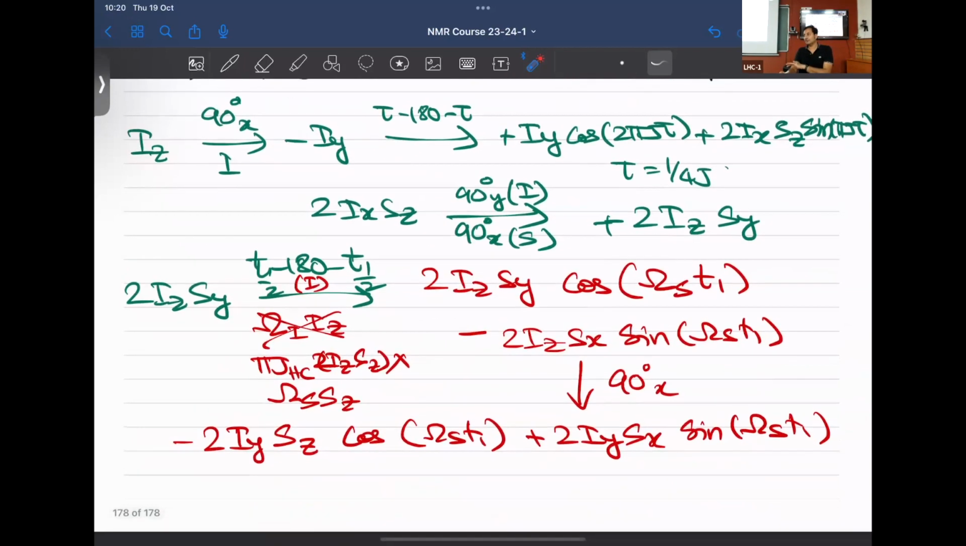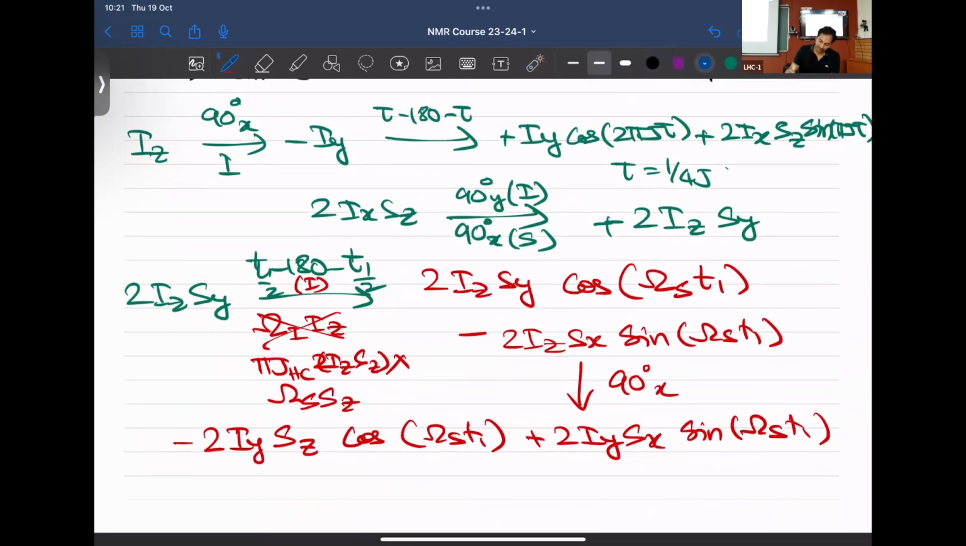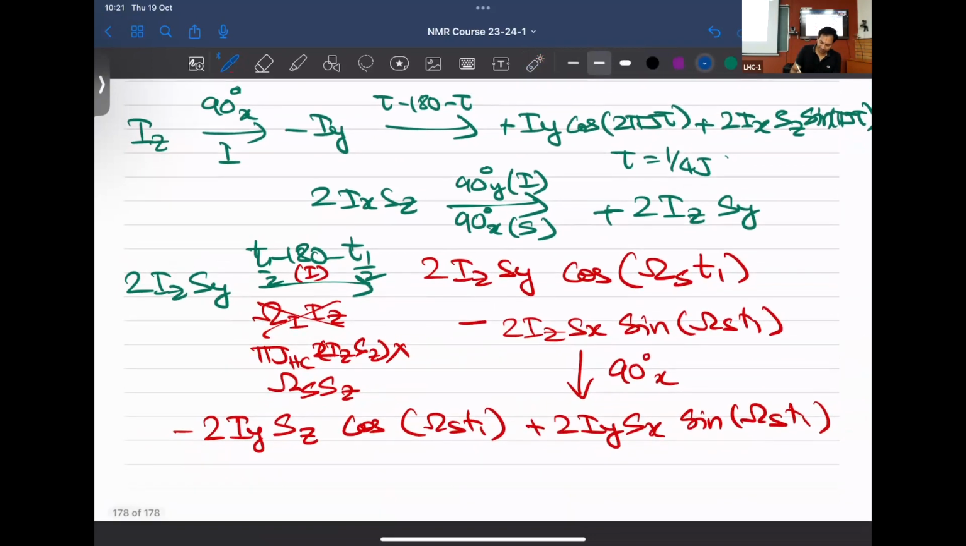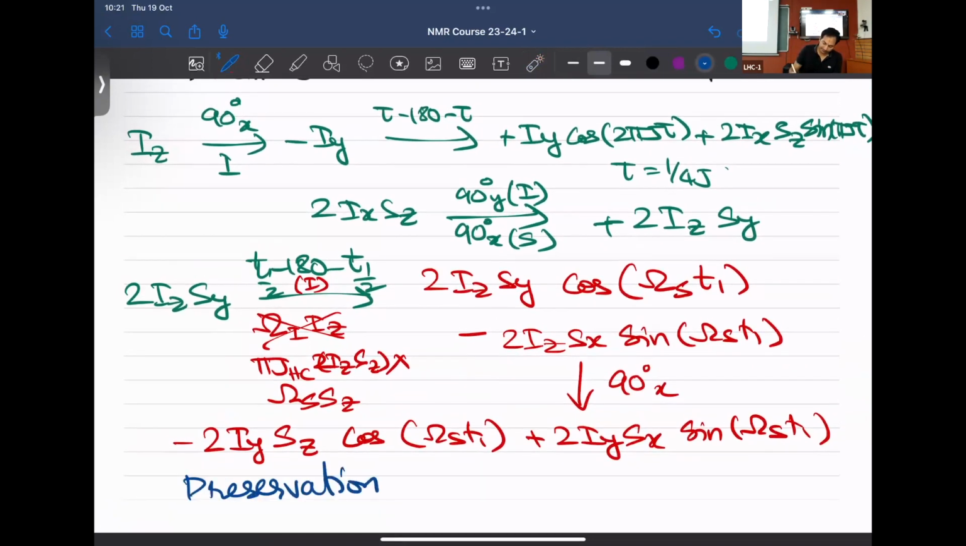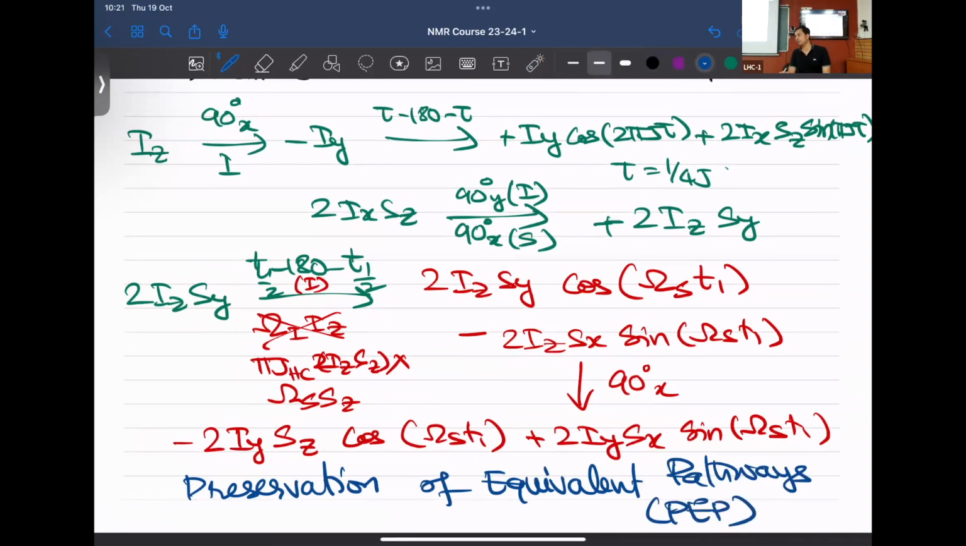Since you asked for it, there are other techniques called preservation of equivalent pathways, which I do not think I'll be able to get to in this course. It's also called sensitivity enhancement in HSQC, where you use both these terms to get a little more sensitivity. There we will end up exploiting them. There'll be another 90 tau, 180 tau, 90 tau, 180 tau period that will come in to enhance sensitivity. You don't have to worry about it.